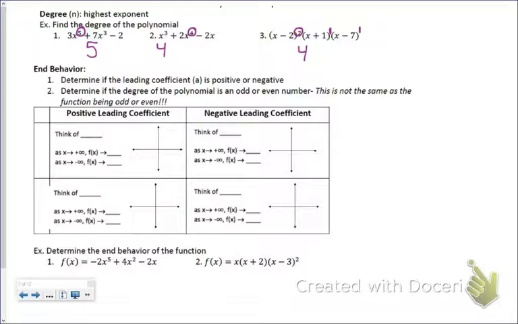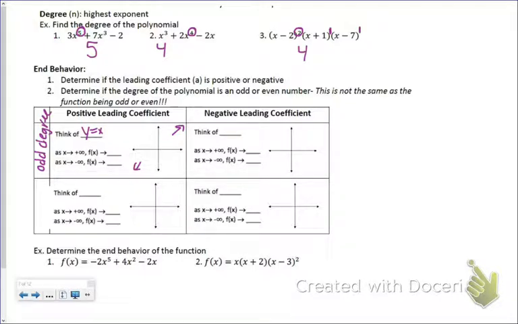So the first case we're going to look at is if we have a positive leading coefficient and an odd degree. So a positive leading coefficient with an odd degree, that's like y equals x. The ends of y equals x look like this. So that's what my end behavior would look like for any polynomial with an odd degree and a positive leading coefficient, such as example 1 up here. Okay, that's what my end behavior would look like for this graph.